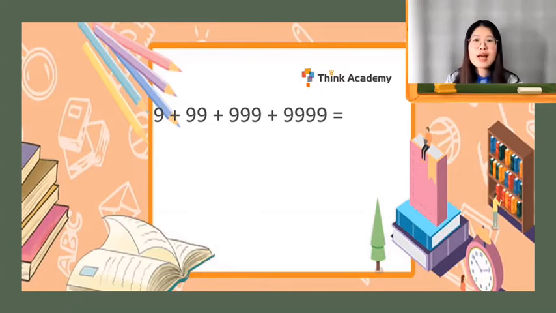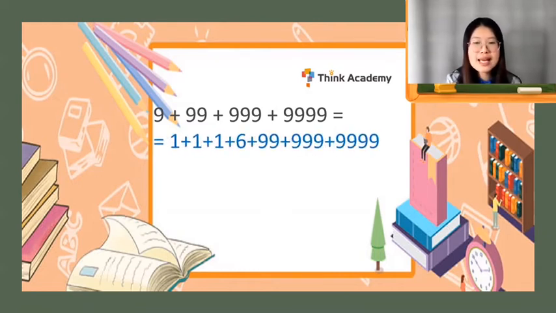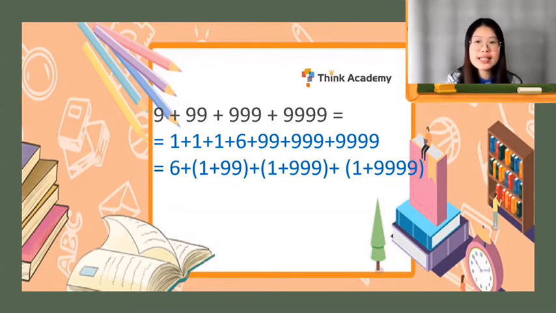Here we usually break down the smallest number. So here I will break the first number 9 into 3 ones, 1 and 6... Yeah, we have ones now. So then we can use 1 to add 99, 999, and 9,999.